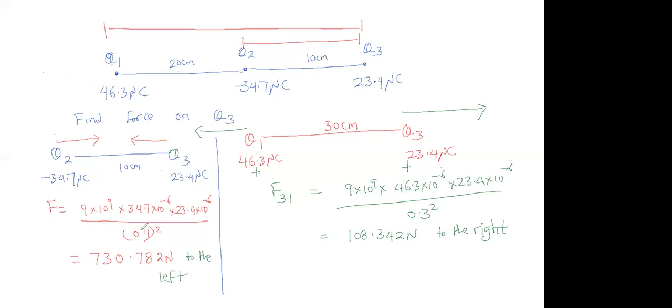For the resultant, I have 622.44 to the left. Okay, good. So members, thank you, Mary. When you look at F3, it had one force going to the right, which is 108.342. Then we have another force going to the left, which is 730.782. So to get our net force on 3, you say 730.782 minus 108.342. And Mary got 622.44 to the left.